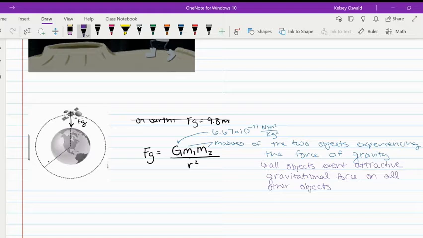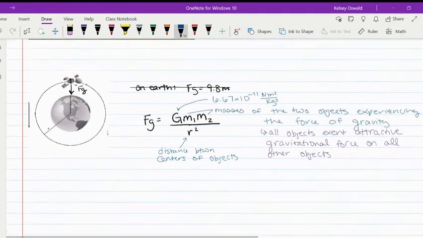Awesome. And then the last part of this is our radius squared. That radius, we're going to define as the distance between the centers of our objects, or the distance from center to center. Put the mass of the Earth into this equation, and it would give you the same force of gravity on Earth as if we did mass times 9.8. So it's actually pretty cool.